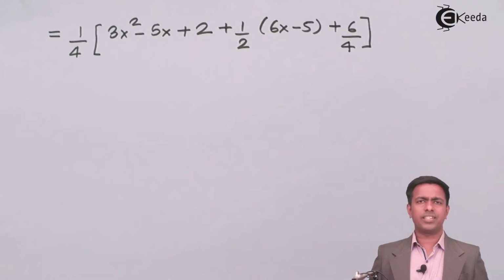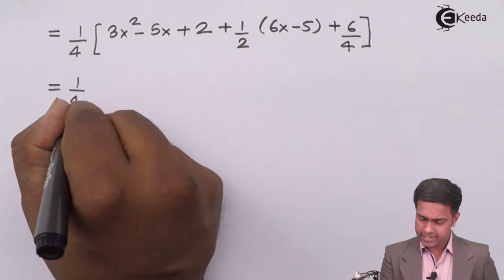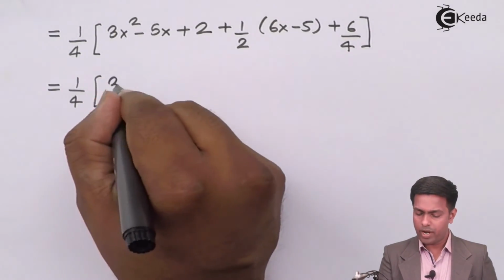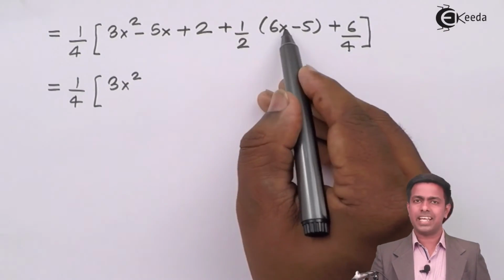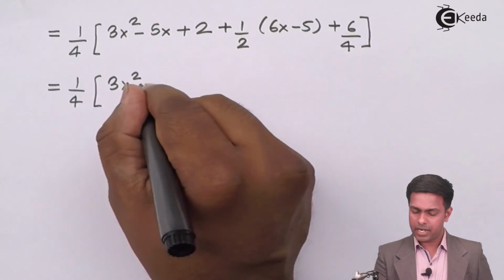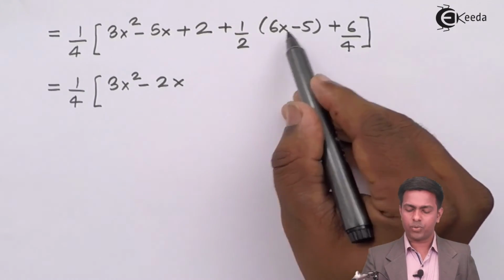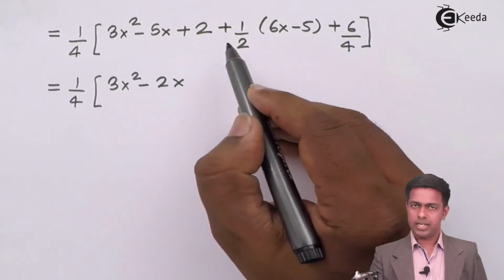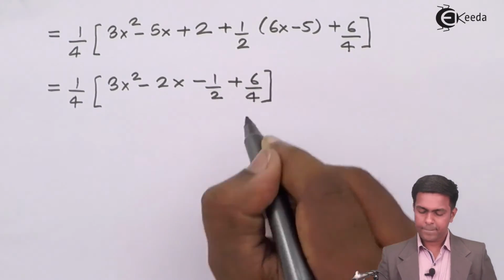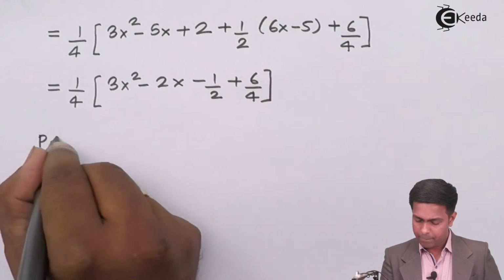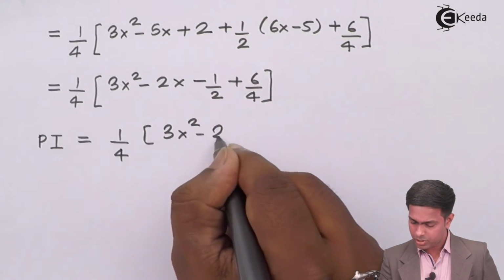Now guys, we just have to rearrange the terms and we have to take the similar power terms together. So 1 by 4 as it is. Square term we have only 1. This is minus 5x. This is 6x upon 2, that is 3x. So minus 5x plus 3x is minus 2x. Then here we have 2. This will be minus 5 by 2. So 2 minus 5 by 2 is minus 1 by 2, plus 6 upon 4. And then we'll say PI is equal to 1 by 4 in bracket 3x square minus 2x.